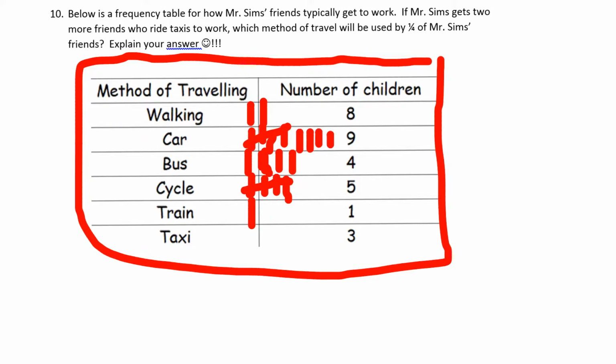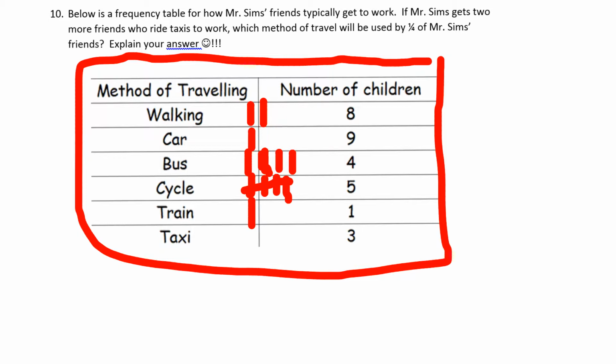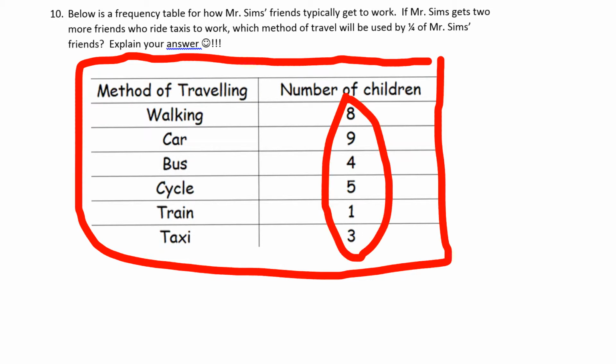But what they did was they took out this section here. A lot of frequency tables will go ahead and remove the tally marks once they've already counted them up and got this value here, because there's really no point in having them at that point.